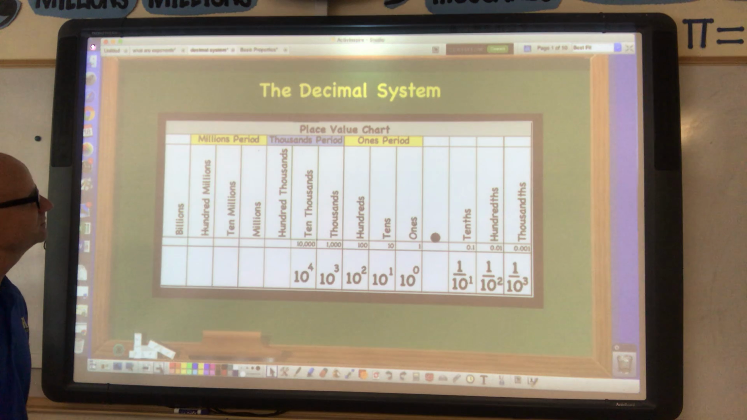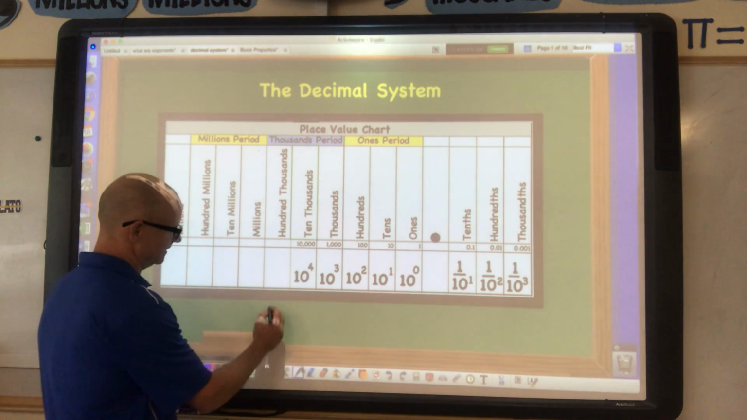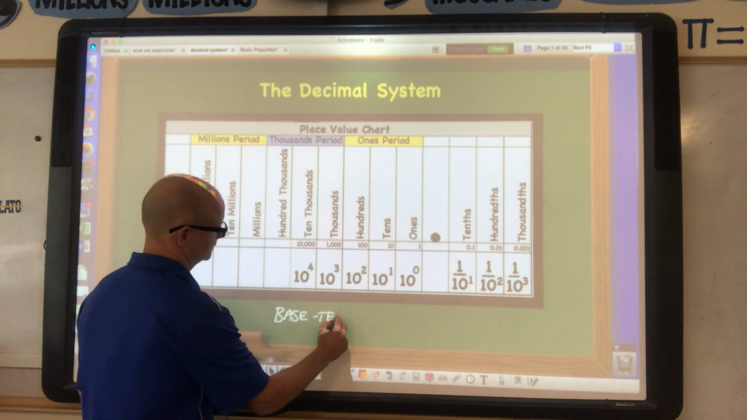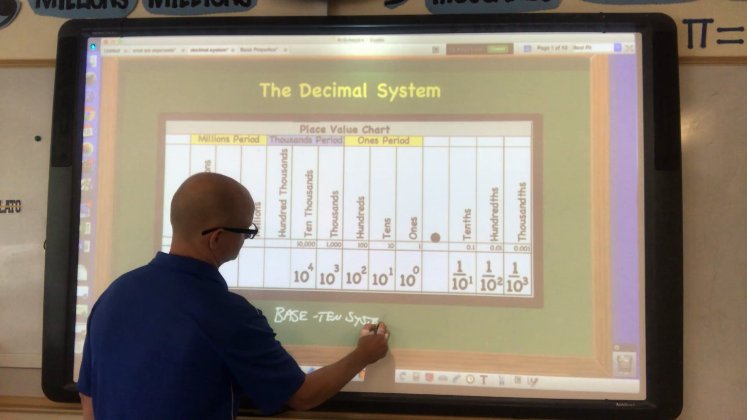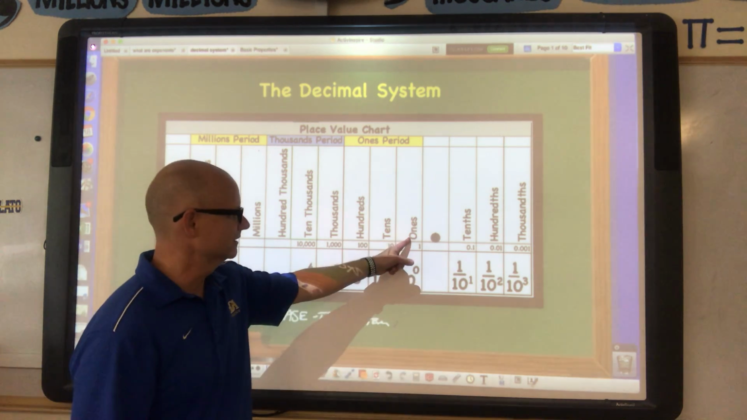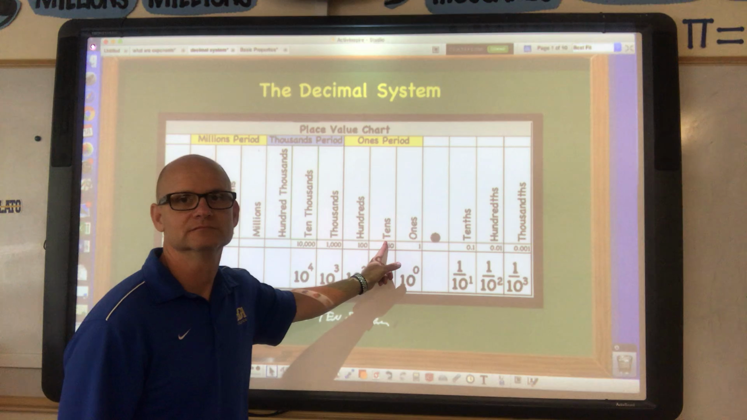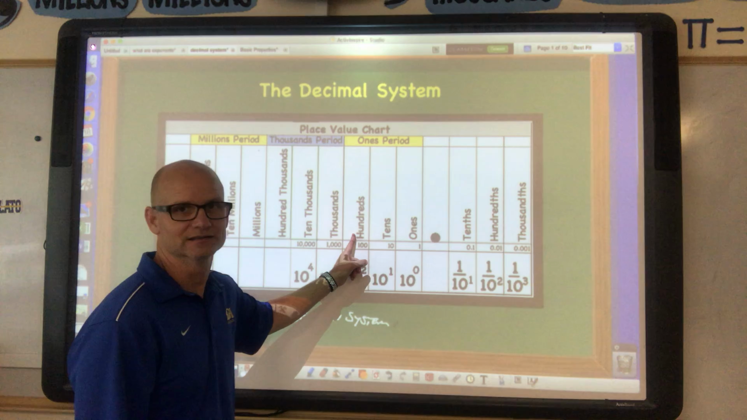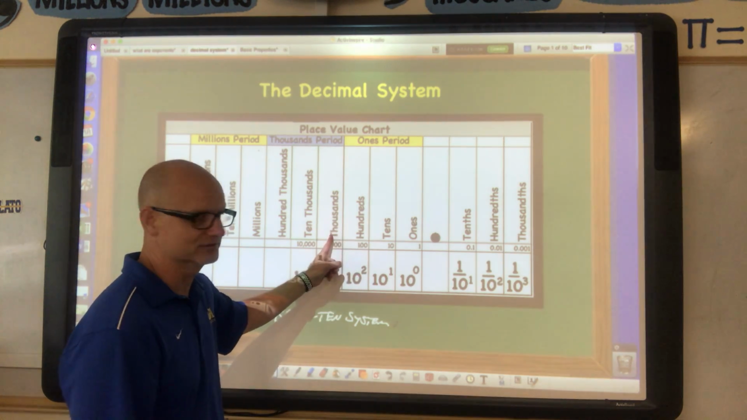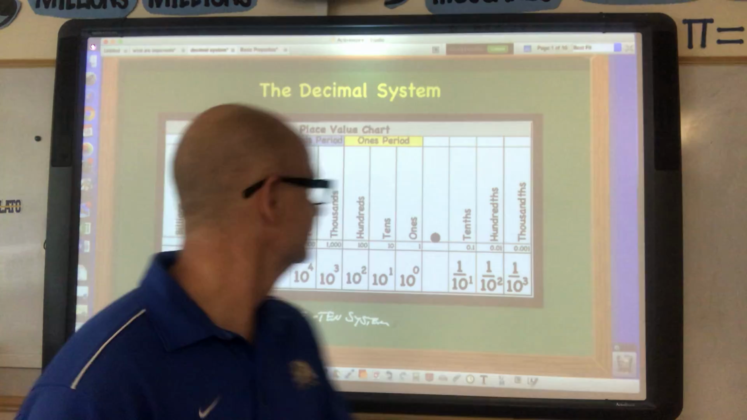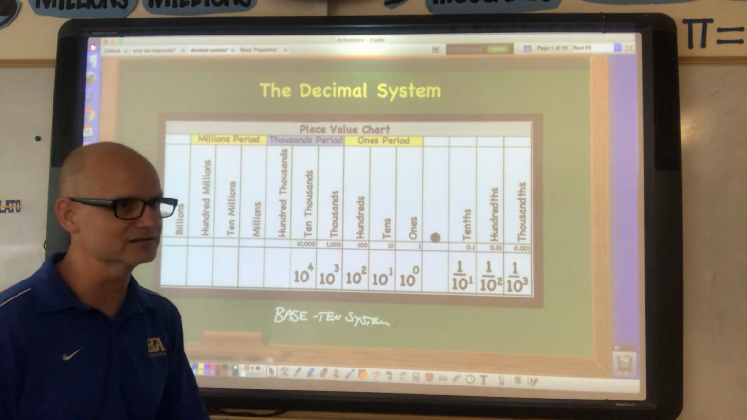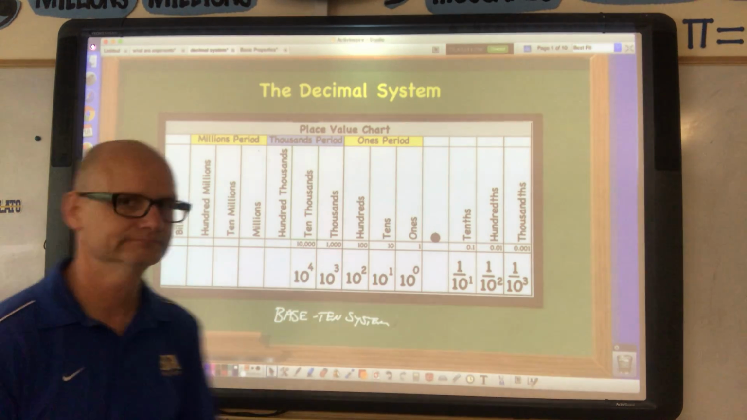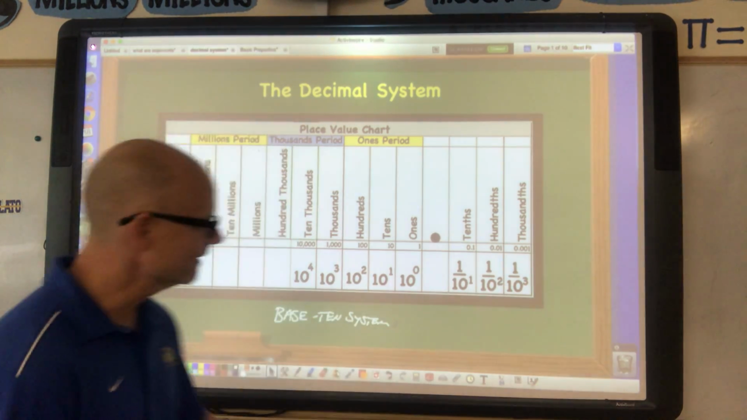So hey, the decimal system, some people will say our place value system is called a base 10 system. Base 10. What does that mean? Well, how many ones make up a 10? 10. And how many tens make up 100? 10. And how many hundreds make up 1,000? 10. And how many thousands make a 10,000? 10. And how many 10,000s make 100,000? 10. Yeah, it's a base 10 system.